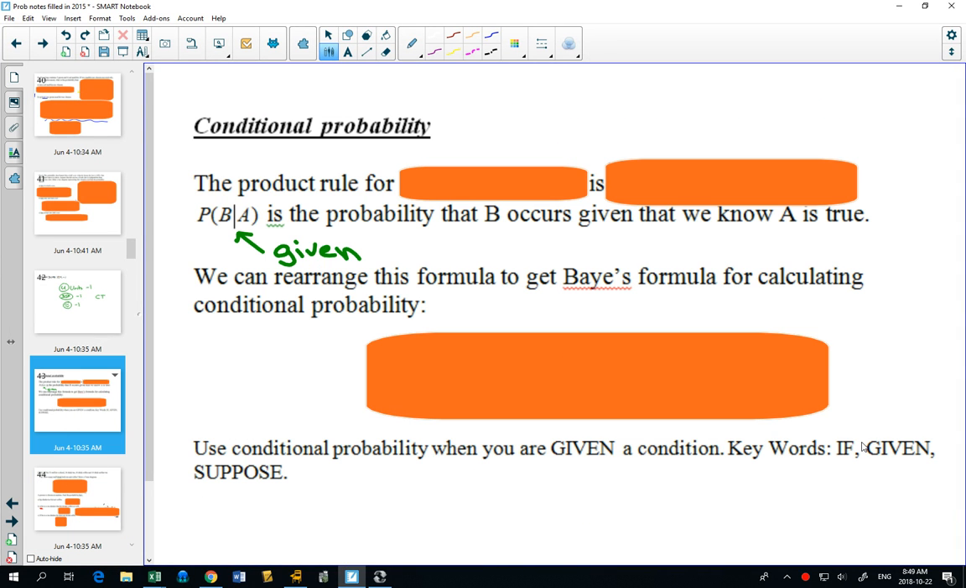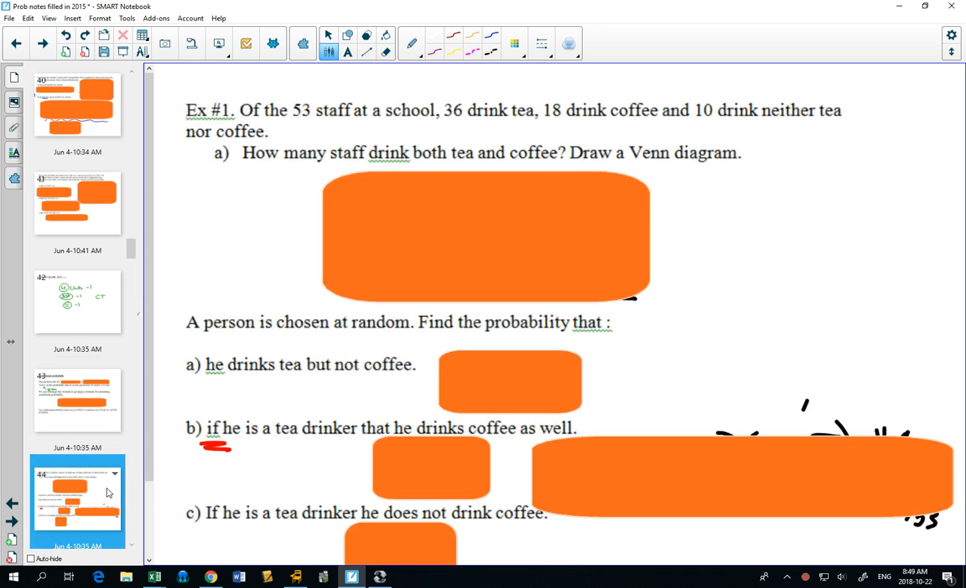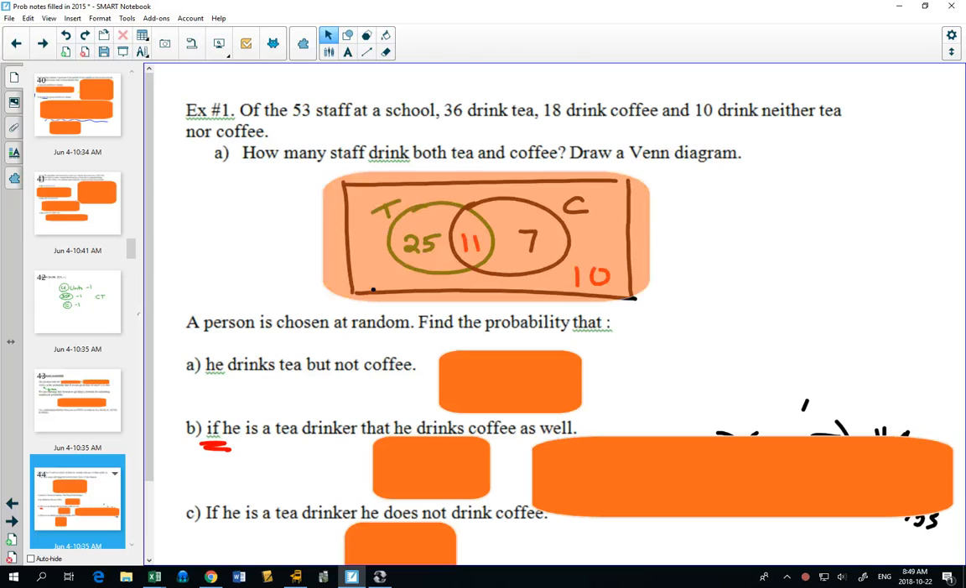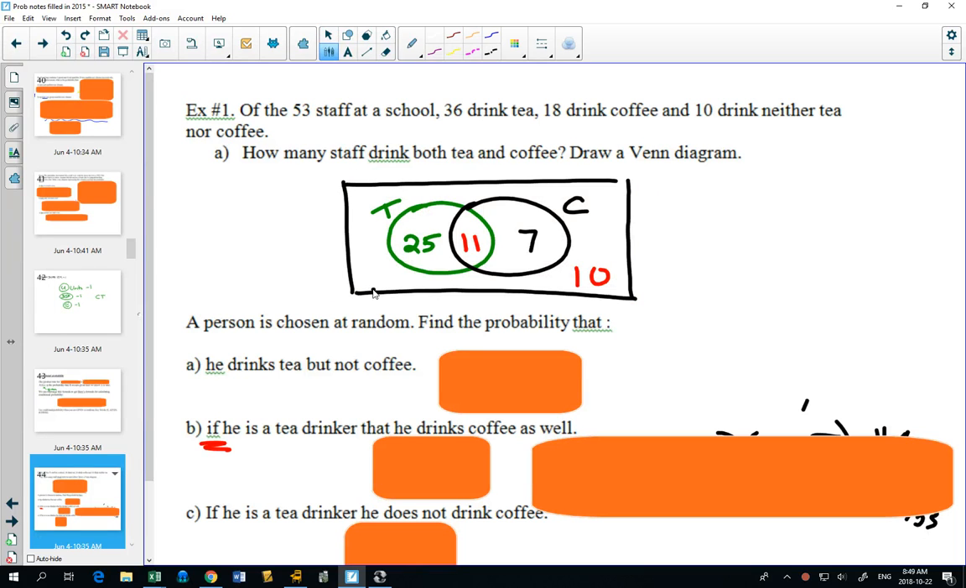Yeah. Okay. I just didn't mention the keywords, but those are things that tell you something has happened before. Of the 53 staff at school, 36 drink tea, 18 drink coffee, and 10 drink neither tea nor coffee. How many drink both tea and coffee? Draw a Venn diagram. Are you getting good at your Venn diagrams?